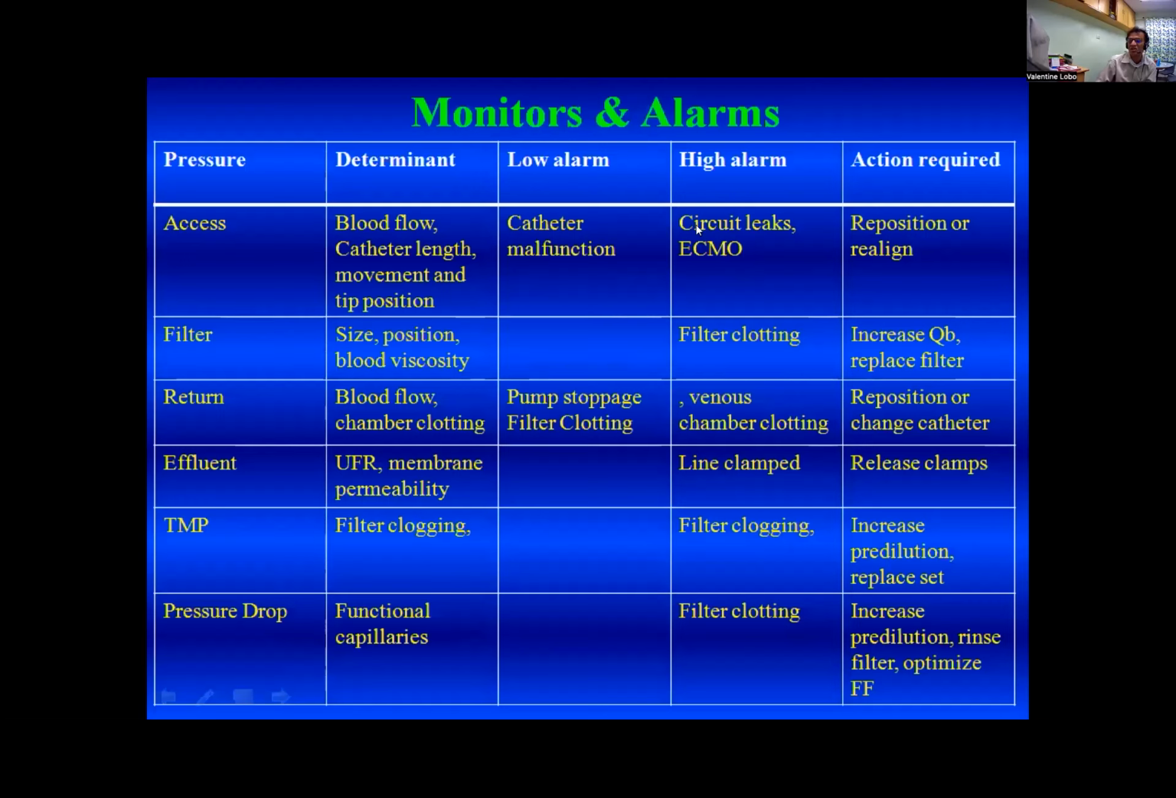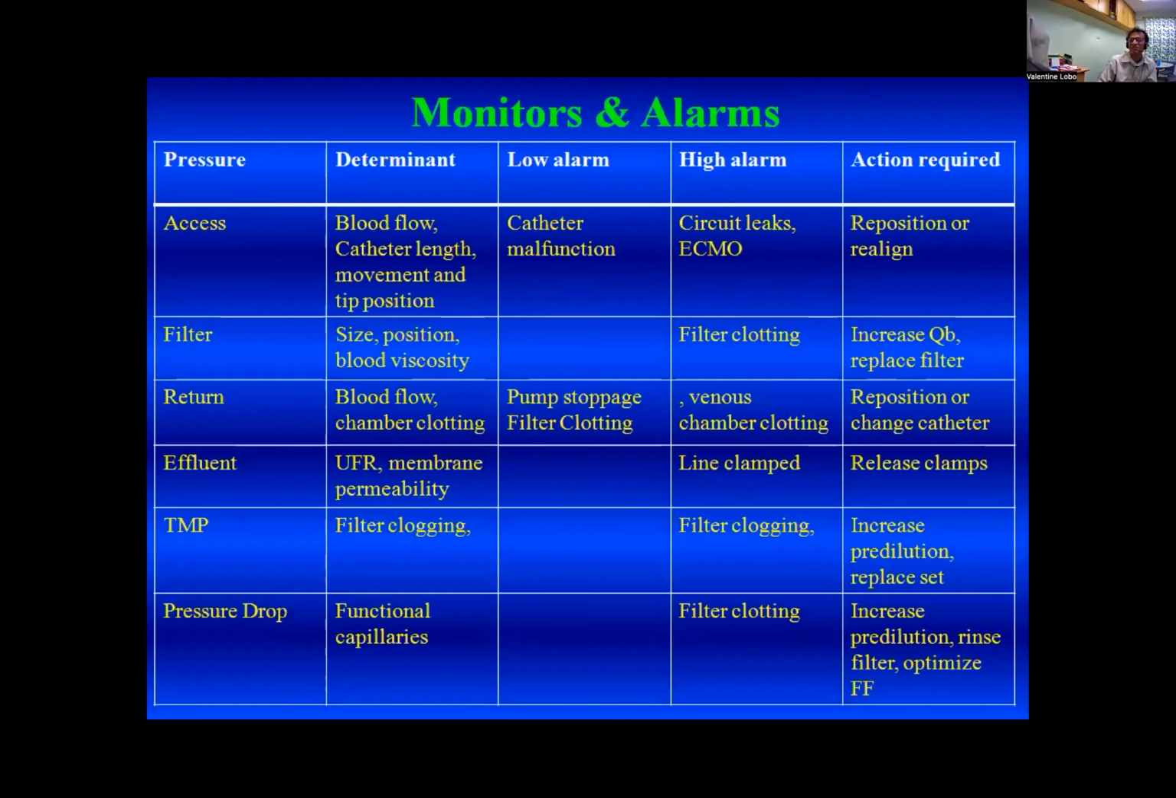And of course, if we have coupled our CRRT machine with an ECMO machine, then the access pressure, which is after the centrifugal pump from which we are taking our blood for the CRRT, will be positive. We need to reset the access pressure at the start when we couple a CRRT with an ECMO in this situation. The filter pressure depends on the blood flowing through the filter.